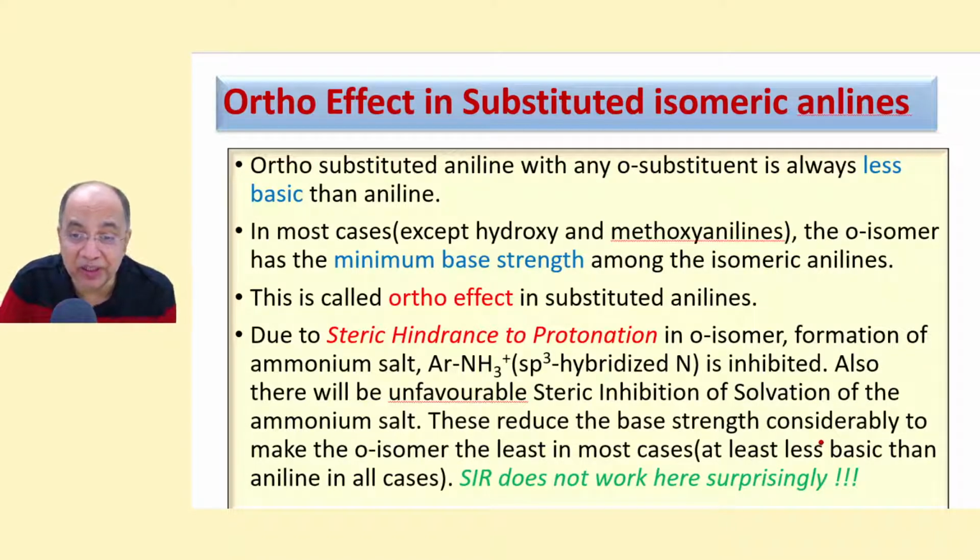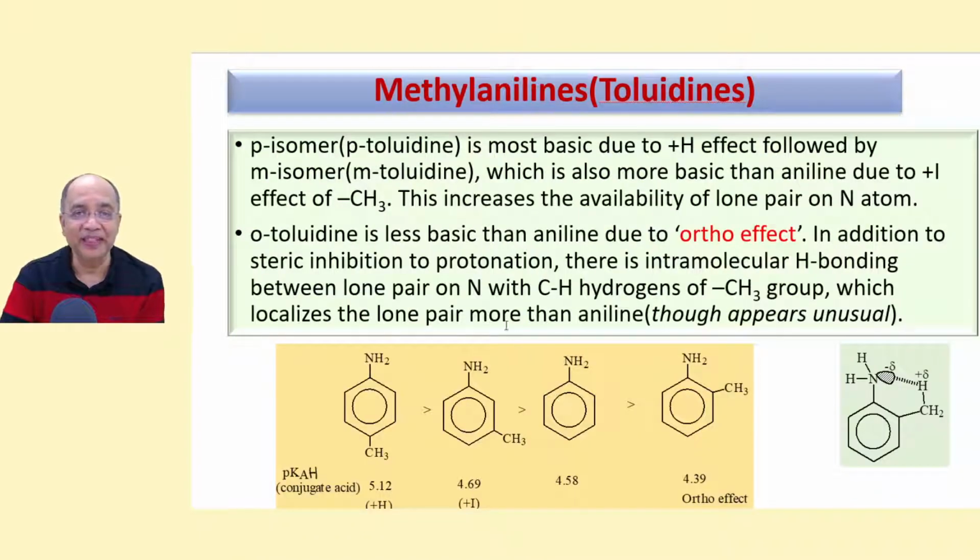These reduce the base strength considerably, to make the ortho isomer the least basic in most cases, at least less basic than aniline in all cases. SIR doesn't work here, surprisingly. Now let us take up the different isomeric anilines, methyl anilines or toluidines: paratoluidine, metatoluidine, orthotoluidine.